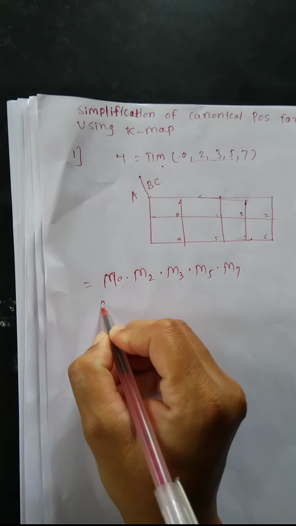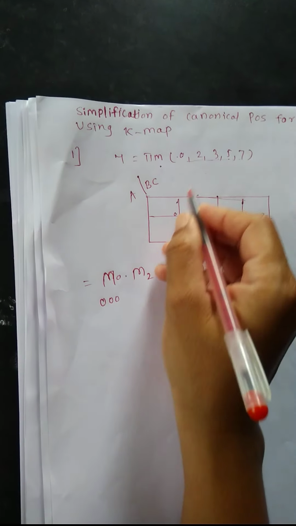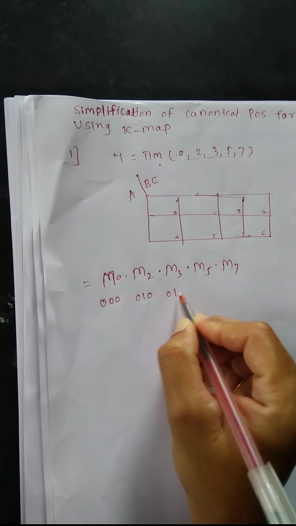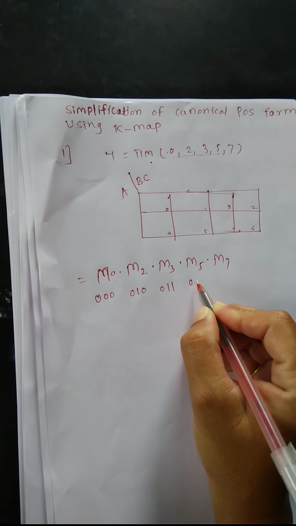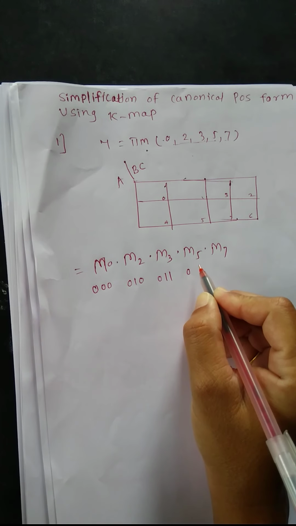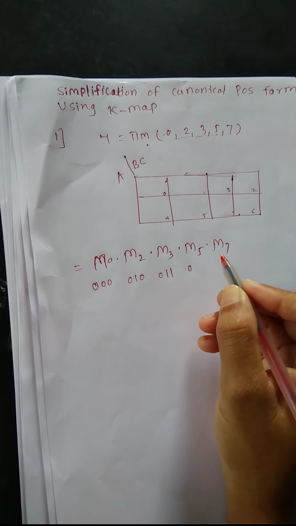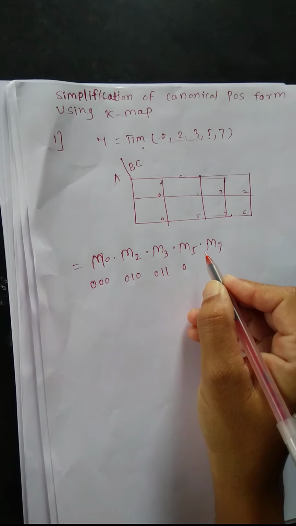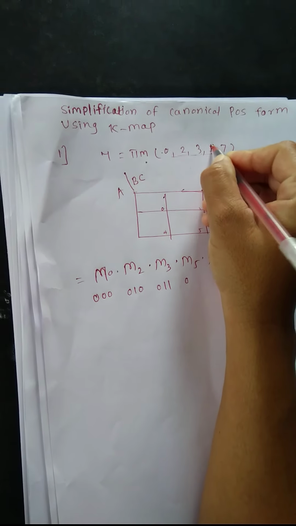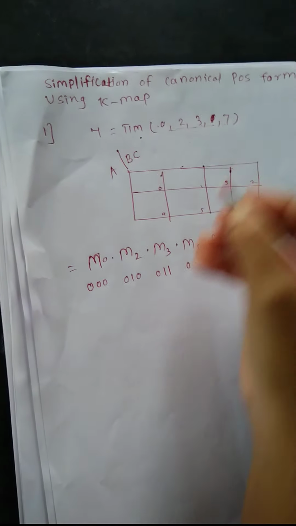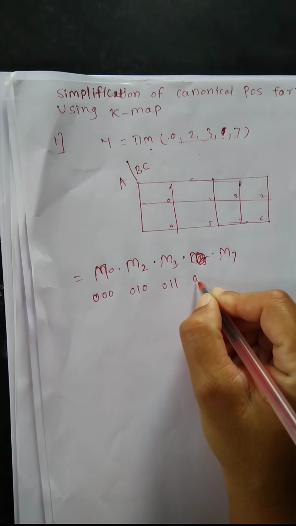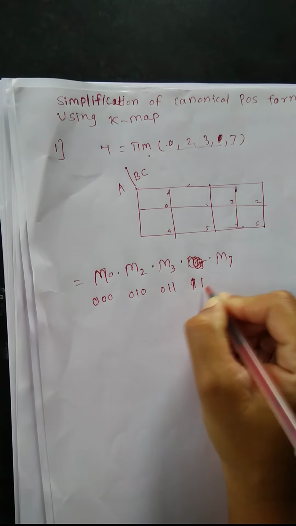So 0 is 0, 0, 0. 2 means 0, 1, 0. 3 means 0, 1, 1. 5 means 1, 0, 1. And 7 is indicated as the number 1, 1, 1.